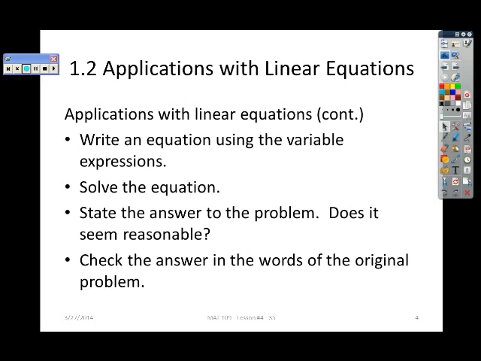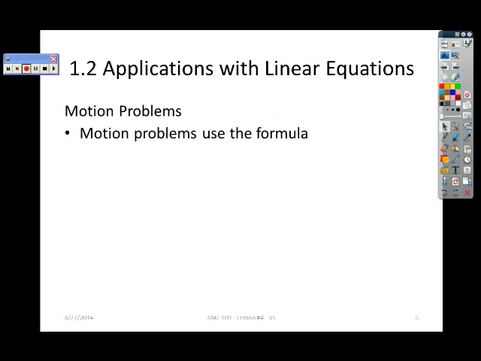So let's look now at a particular type of problem referred to as a motion problem. Motion problem means something is moving. That type of problem will use the formula distance equals rate times time. Rate is a speed, time is time, distance is distance.